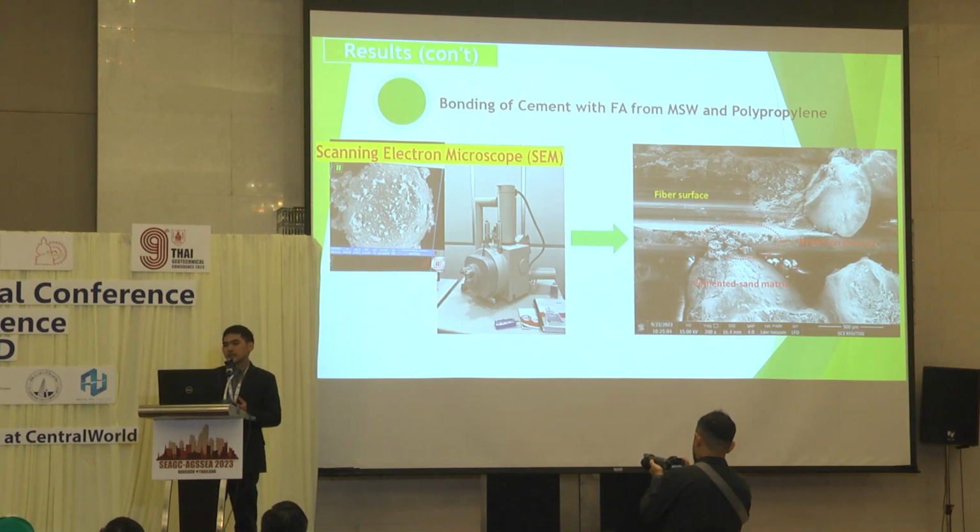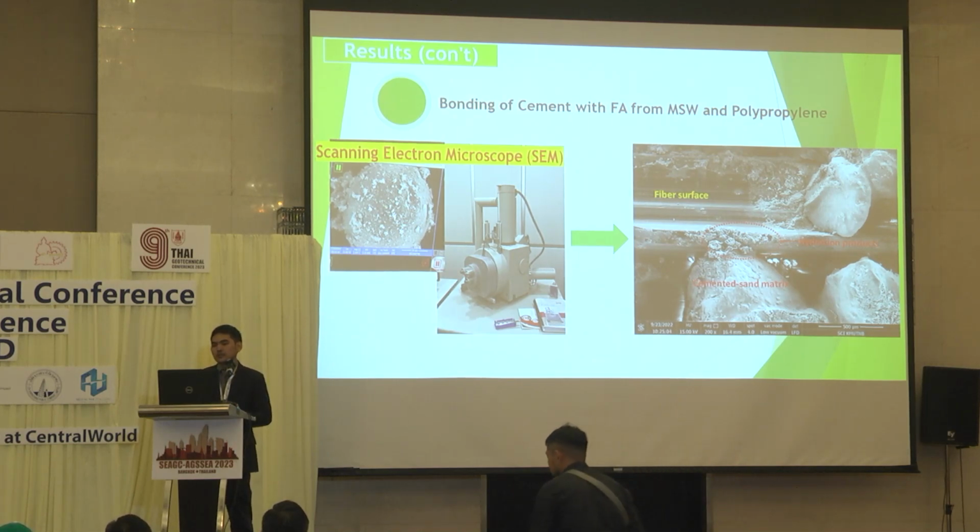And the last of the results is the microscopic analysis of the cement with the fly ash from municipal solid waste and the polypropylene, showing the relationship with the cement and the sand, the matrix, and the hydration of the sand, cement, and fly ash from municipal solid waste with the polypropylene fiber.